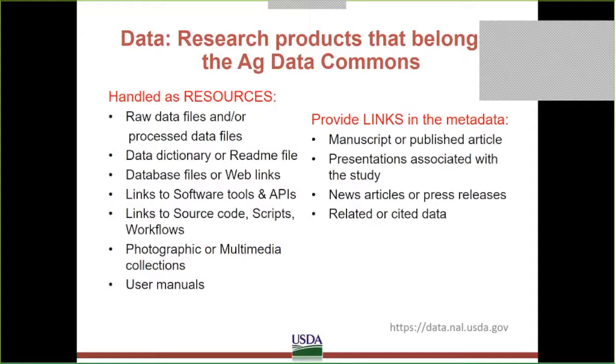In Ag Data Commons, we handle the raw data, processed data, data dictionaries or documentation, database files or links to databases, APIs and software tools, and multimedia collections. All those would be handled as data resources. Items that we link to in the metadata would be the published articles, related articles, or presentations associated with the data study, news articles or press releases, and cited data. And we'll see some examples of those later in the presentation.